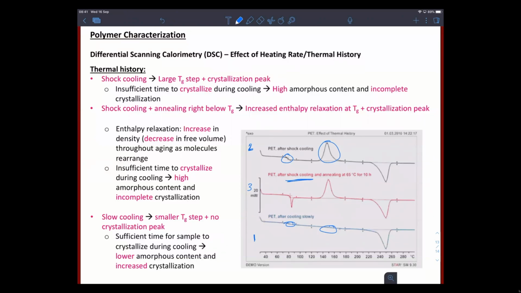So the melting peaks of the three samples are almost identical, so they do not change. So that is not influenced by any thermal pretreatment.